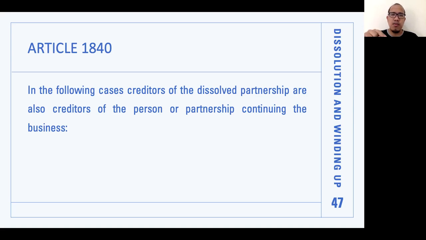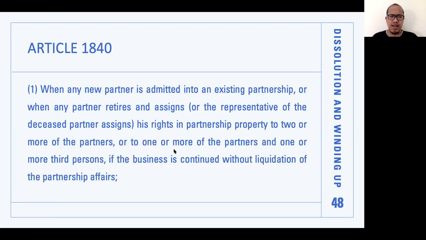Nagkataon na at the time of the liquidation, whether nung dalawang partnership na may 2 members or 5 members, merong mga creditors at the time of the dissolution. Yung naiwan na person, or yung partnership, tinuloy nila. So ito yung tinatawag na continuing partners at continuing partnership. Kailan daw mangyayari na yung creditors nung na-dissolve na partnership ay magiging creditors pa rin nitong tinuloy na business? Okay. Let us look at the enumeration and see if you can decipher yung common denominator nila.